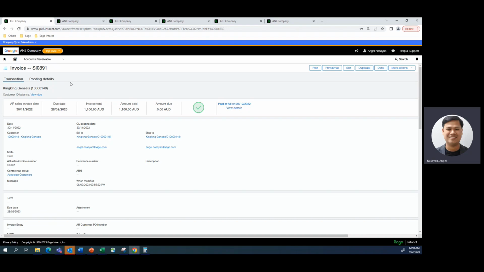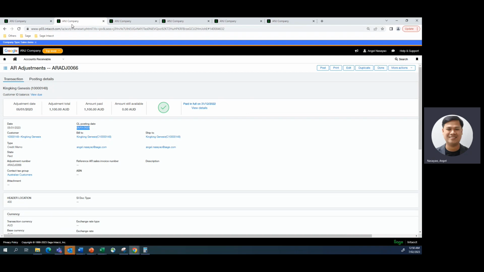So the payment, which is the transaction to net the AR invoice with the credit memo, is even dated prior to the credit memo date, or the GL posting date of the credit memo. In this case, the payment to offset the AR invoice with the credit memo is dated 31st of December 2022. All right, so what's the implication?